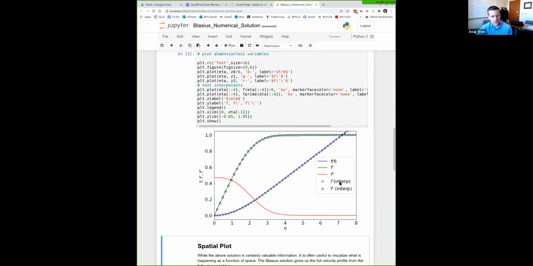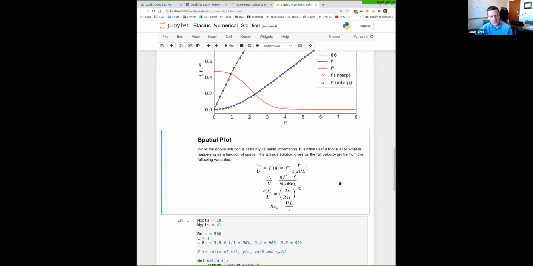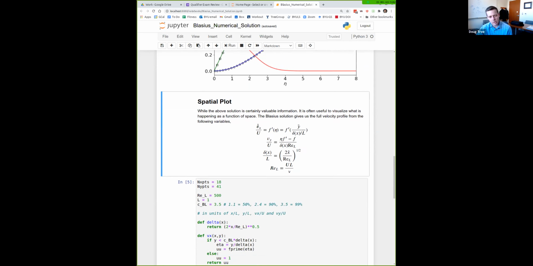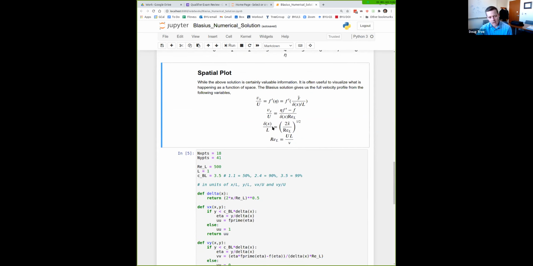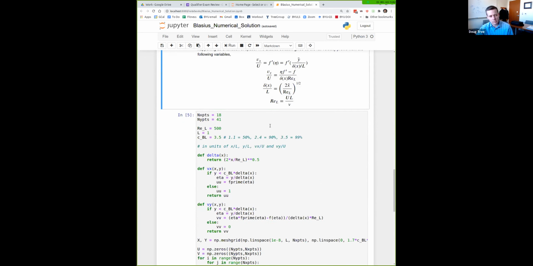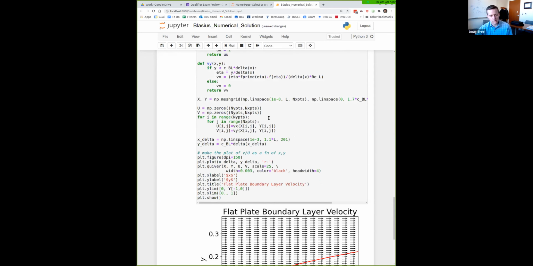Okay, so now what I can do is take that solution and make a plot in space. I can go back and plot Vx, Vy, and delta for a given Reynolds number, and I can make a plot of what the boundary layer looks like.